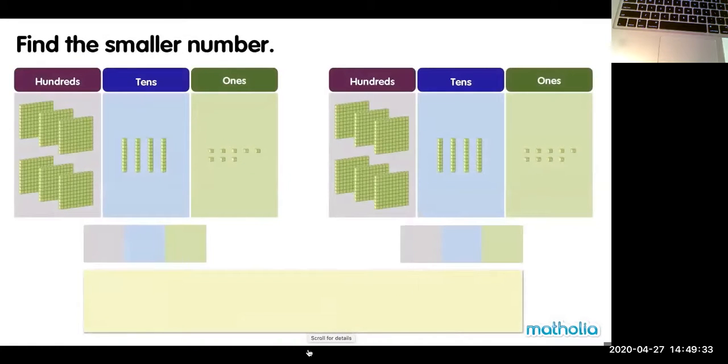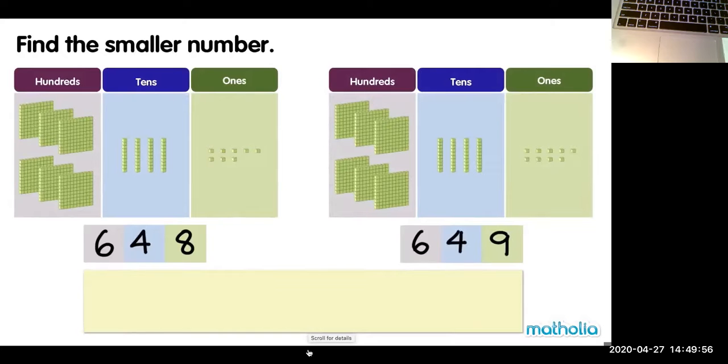Find the smaller number. In this set, there are 6 hundreds, 4 tens, and 8 ones. There are 648 blocks. In this set, there are 6 hundreds, 4 tens, and 9 ones.